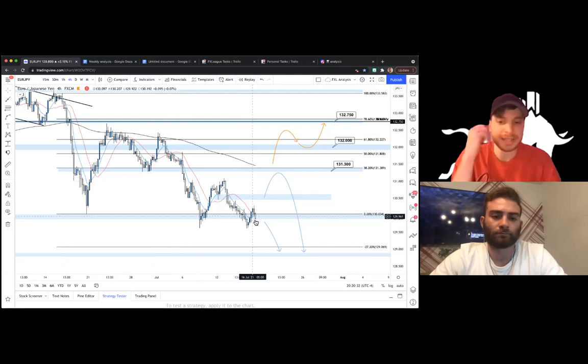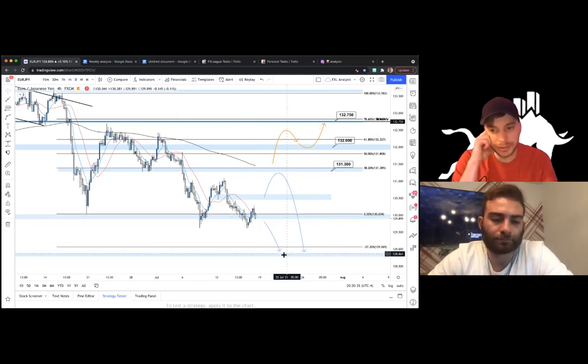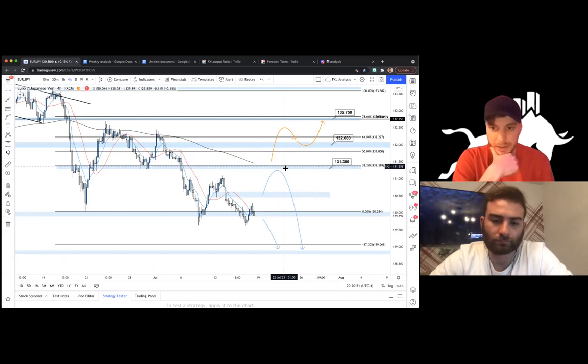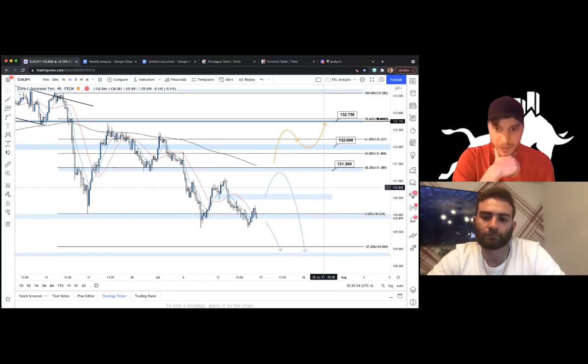I wouldn't be too confident in a setup right now targeting down towards the negative 27 fib level. I'd much rather take this setup off of the 38.2 and target down towards the negative 27. Okay, I'm not going to force a trade here. I'll just wait for this to play out and wait for the market to come to me in this area. Okay, so that's the bearish setup.